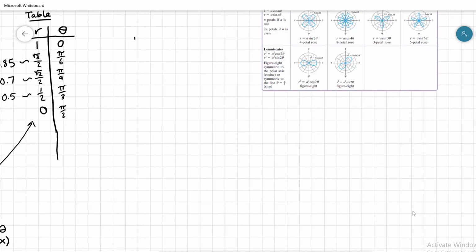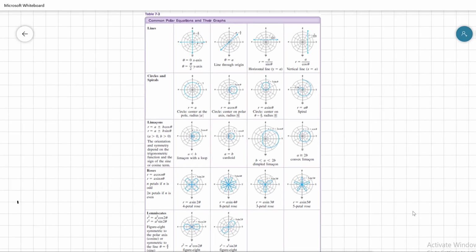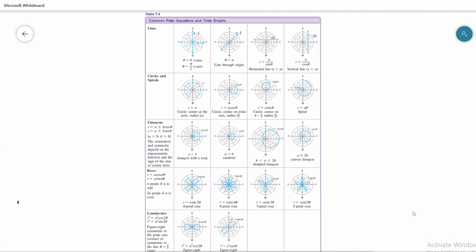Now I'm not going to be able to find it. Okay, here it is. Here's our table, and it shows everything that you need. So this table is in the book, table 7.3. I don't remember what page it's on, but I found it pretty easily. You can just scroll through the ebook to find this.